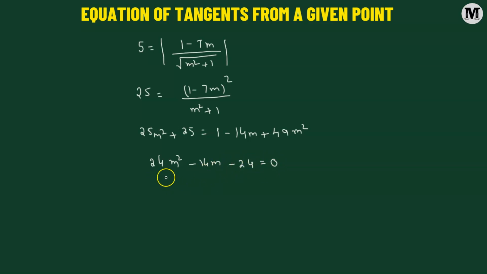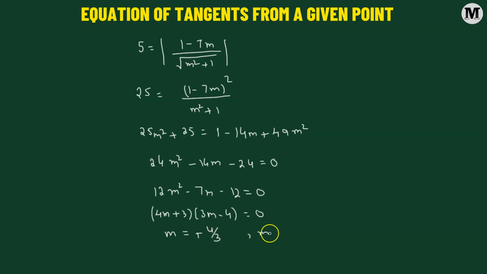We can see that all of the terms have a factor of 2. So we have 12m squared minus 7m minus 12 equals 0. This is a standard quadratic equation. We can factorize it to get (4m plus 3) multiplied by (3m minus 4) equals 0, which immediately gives us two values of m. One of the slope values will be 4 over 3, and the other m value will be negative 3 over 4.